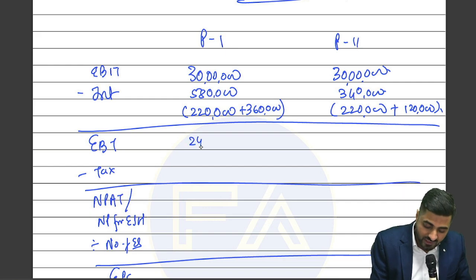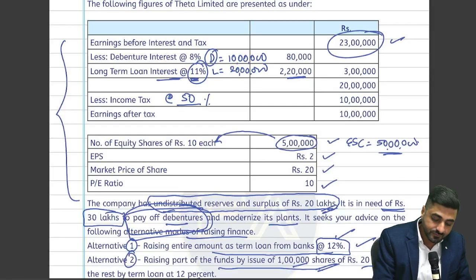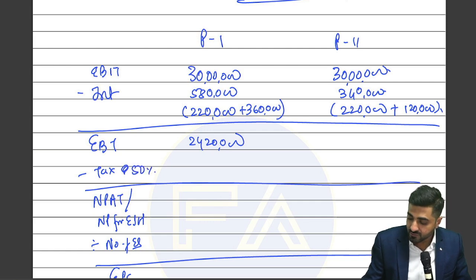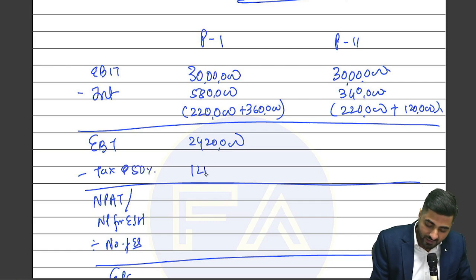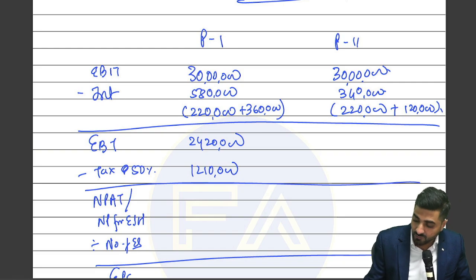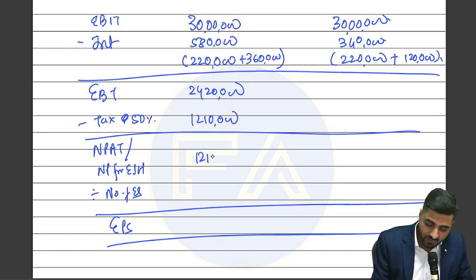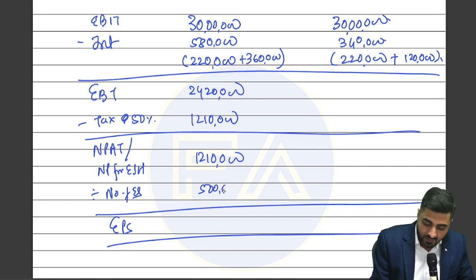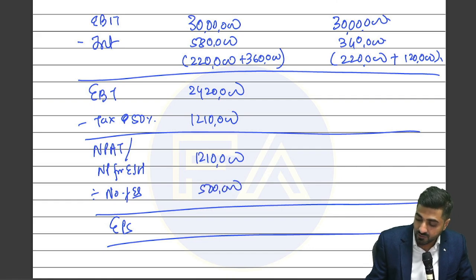24 lakh 20. What's the tax rate? Tax will be what, beta? 12 lakh 10,000. 12 lakh 10. What is the number of equity? Number of equity shares is 5 lakh. What is this? Your EPS.